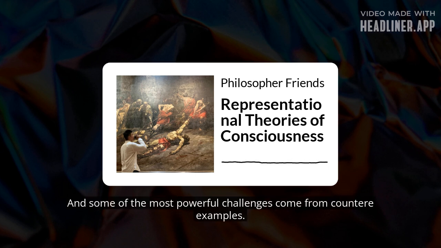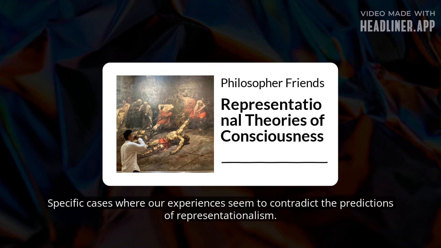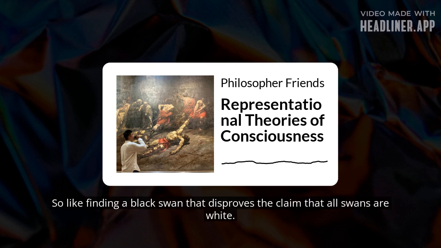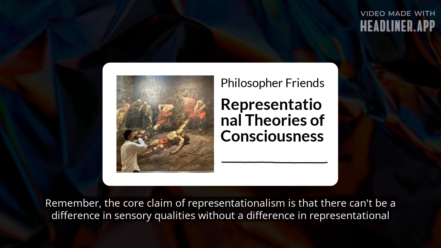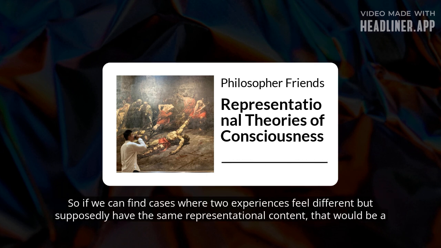There are indeed, and some of the most powerful challenges come from counterexamples. Counterexamples. Yes, specific cases where our experiences seem to contradict the predictions of representationalism. So like finding a black swan that disproves the claim that all swans are white. Exactly. Remember, the core claim of representationalism is that there can't be a difference in sensory qualities without a difference in representational content. So if we can find cases where two experiences feel different but supposedly have the same representational content, that would be a problem for the theory.